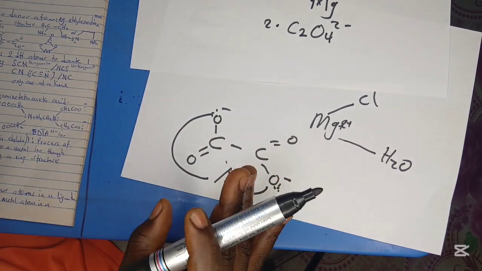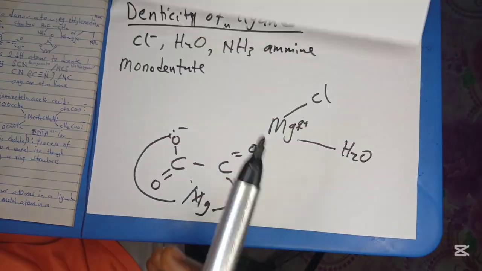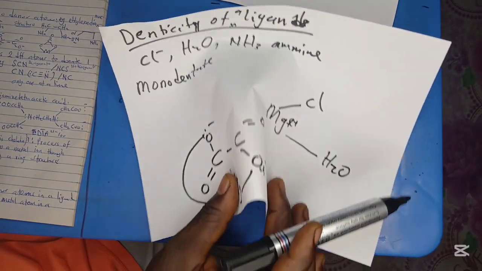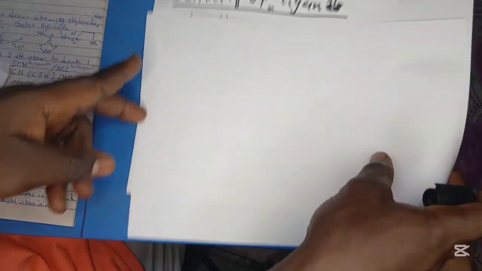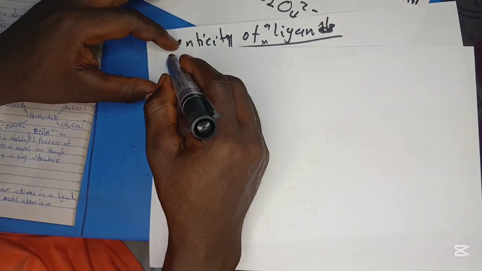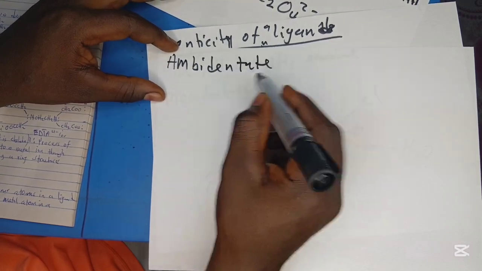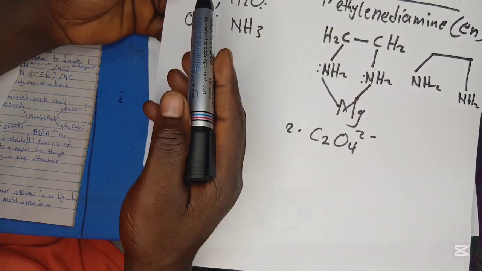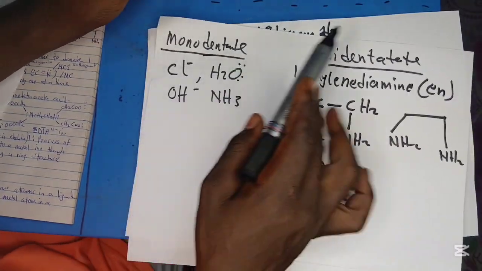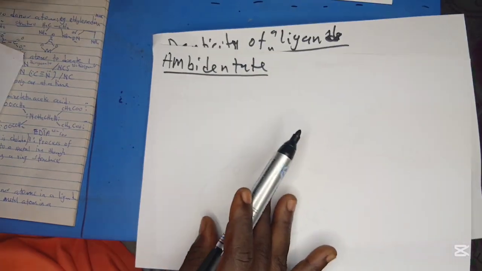So I think that is that, we are done with bidentate ligands and monodentate ligands. Let's look at the other types of ligands. We have another one called ambidentate ligands. So far we are okay with monodentate ligand and bidentate ligand. We have ethylenediamine and oxalate ion. So let's look at ambidentate ligand.